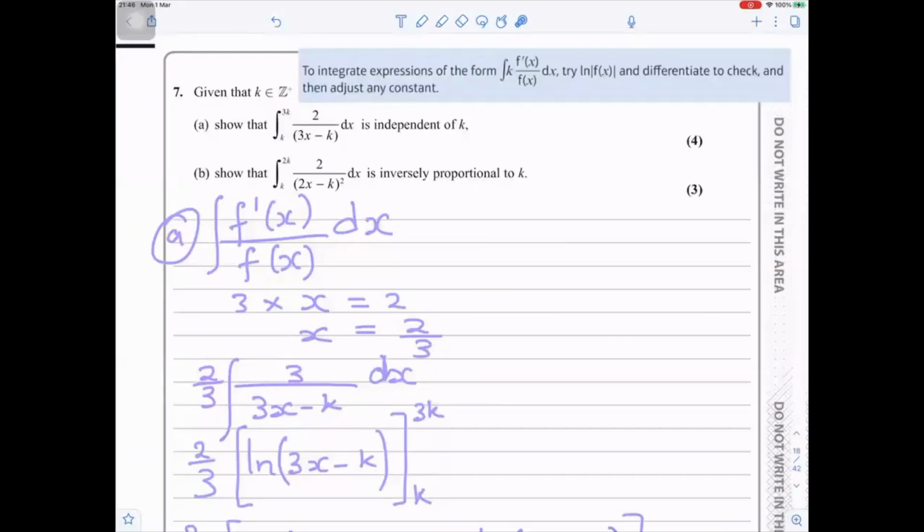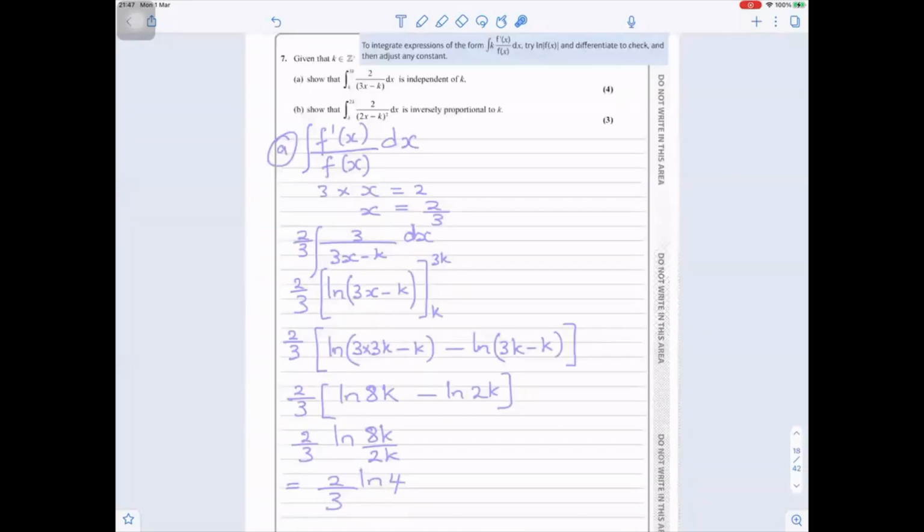Question number 7. Given that k is an element of Z plus, show that the integral of that is independent of k, and part B is also to show. So what we want to do is use this formula I've put at the top there: the integral of k f dash of x over f of x dx is k ln f of x. Using that formula, we adjust the integral to look like that formula. So I'll show you how we do that.